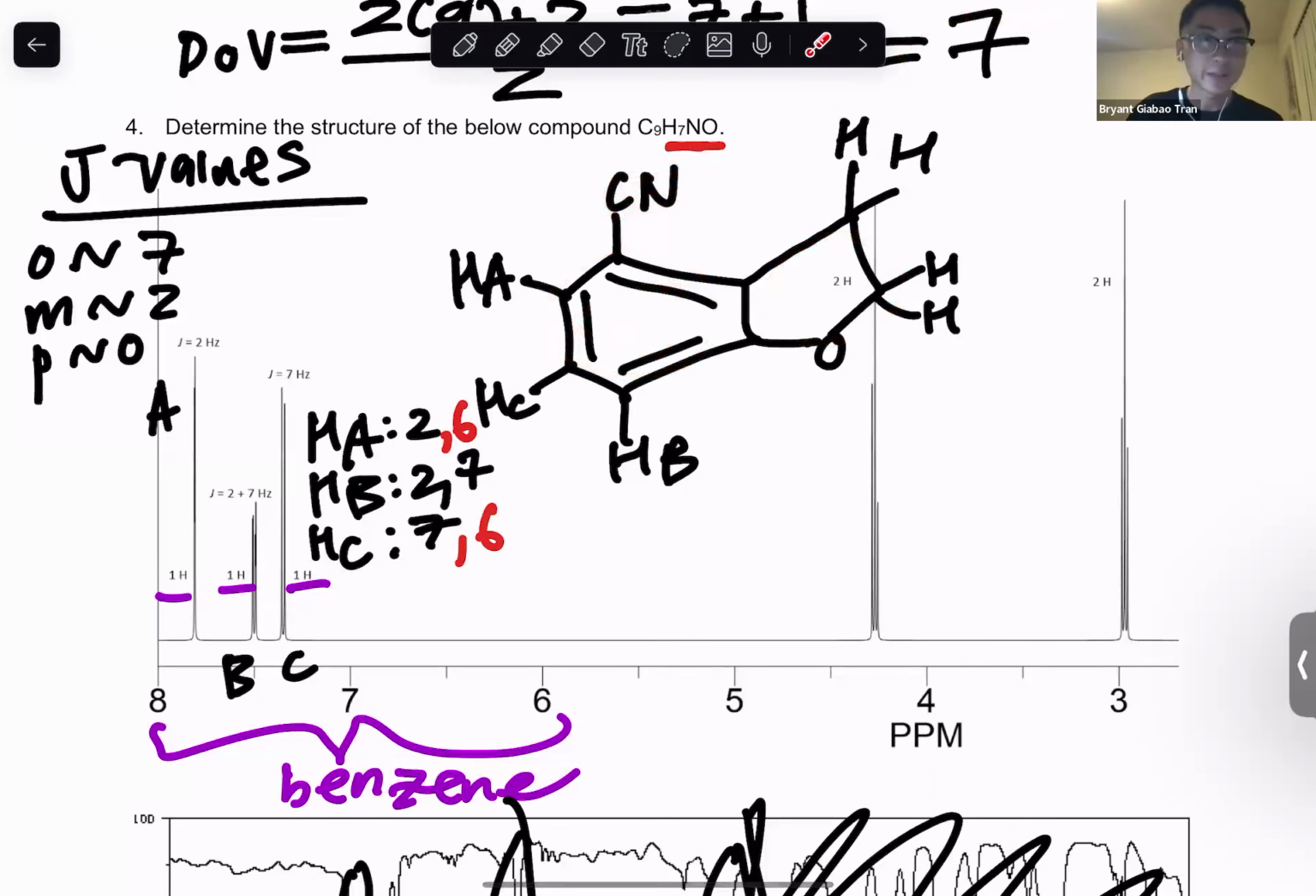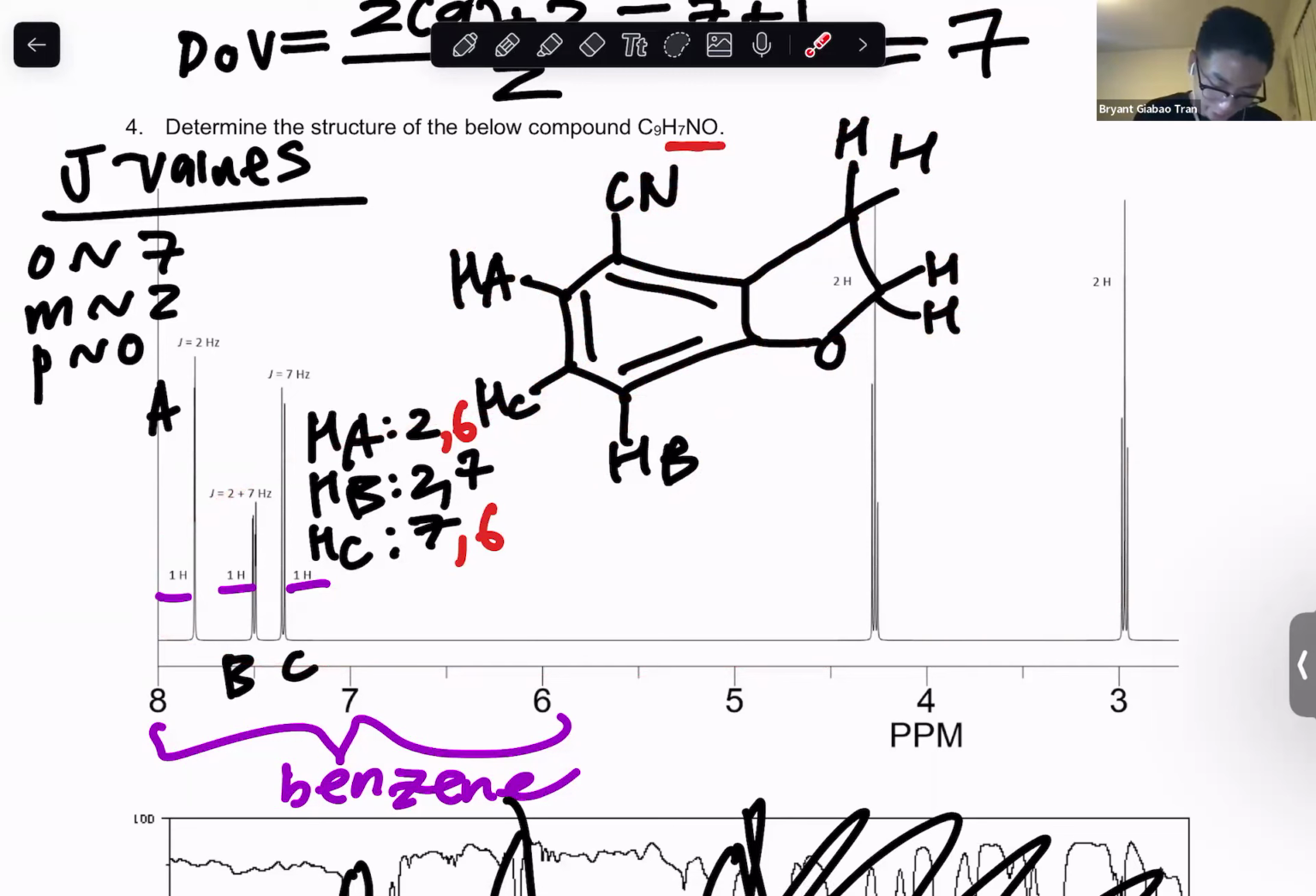So now let's verify with everything. The formula: 9 carbons, 1, 2, 3, 4, 5, 6, 7, 8, 9, good. 7 hydrogens, 1, 2, 3, 4, 5, 6, 7, good. 1 nitrogen, good. 1 oxygen, good. And then all of the HNMR peaks, doesn't.